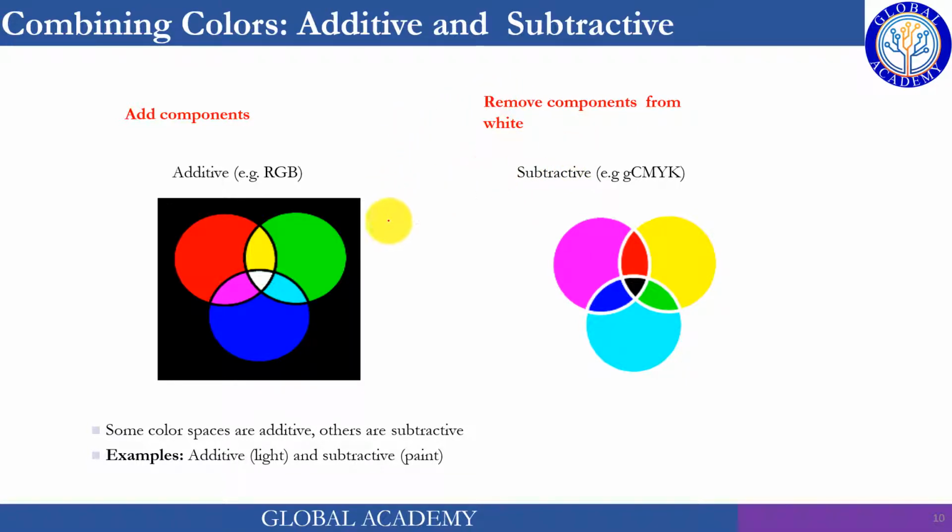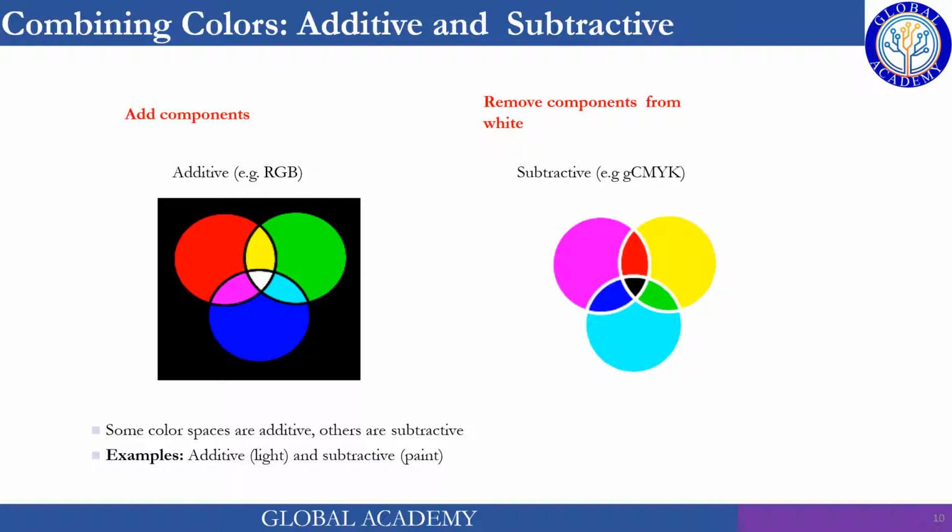These are additive components. The three basic colors are red, green and blue, and the combination of red and green is yellow, and so on. Blue and red is magenta, and cyan is the combination of blue and green. And if we add all three basic colors with equal intensity, we get the white color.